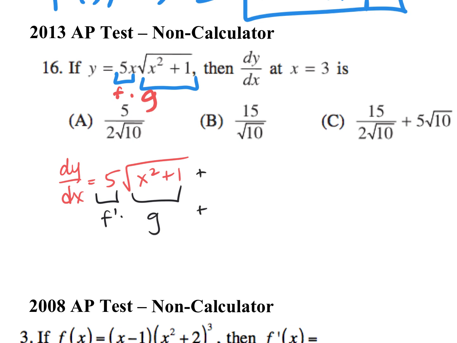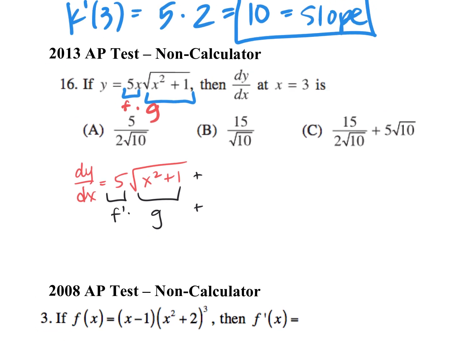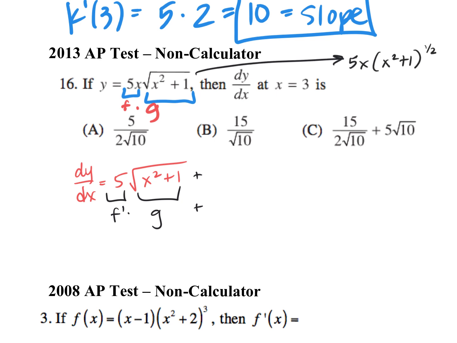Plus, now g prime is where we have a problem. 5x times x squared plus 1 to the negative 1 half. Close. Not negative, right? Because it's just to an exponent. Wouldn't this just be 5x times x squared plus 1 to the positive half? Because if it was negative, it would have to be in the denominator. Well, you have to have g. For g prime, here's g. I haven't done anything to g. To go find g prime, what do I have?